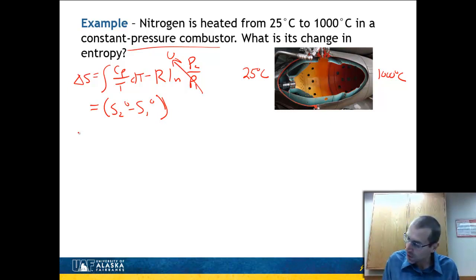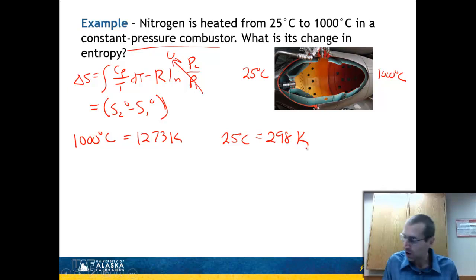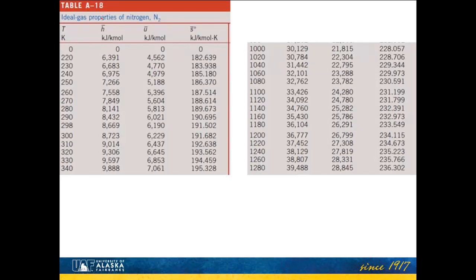on the table. So we have 1,000 degrees Celsius at the exit, and that is 1273 Kelvin. And then the inlet is 25 degrees Celsius, which is 298 Kelvin. Okay, and the reason I did that is we're going to get these values for the standard state entropy off of, here I'm going to go to table A18 because we're dealing with nitrogen. So these are ideal gas properties of nitrogen. And the table is in values of degrees Kelvin. So the first one we can get is at 298 Kelvin. So 298 Kelvin is right here.